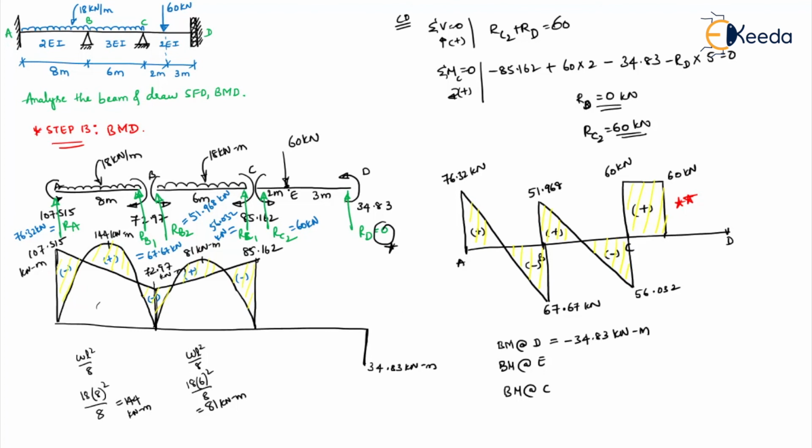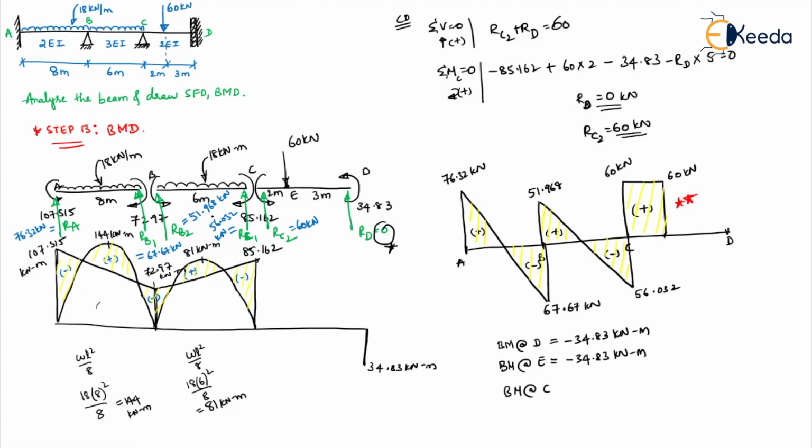Now come to E and see on the right side. So there is one moment which is minus 34.83 and your RD is anyway 0, so nothing extra is there. So at E also what will happen? The moment is minus 34.83 kilonewton meter.